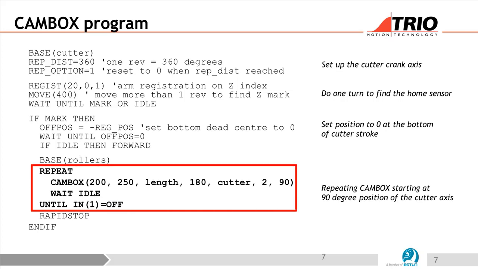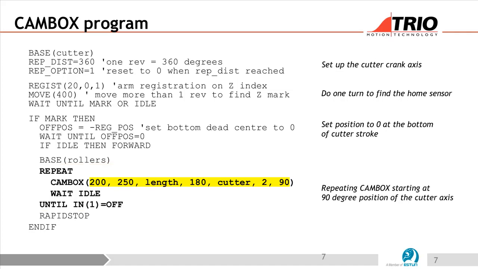So it's doing a CAMBOX following table locations from 200 to 250 of the length you want to pull, 180 degrees of the master, starting at 90 degrees, and that's it. And again, like a lot of these programs, the actual bit that does the motion is fairly small. The rest of it's all set up and control really on top of that.